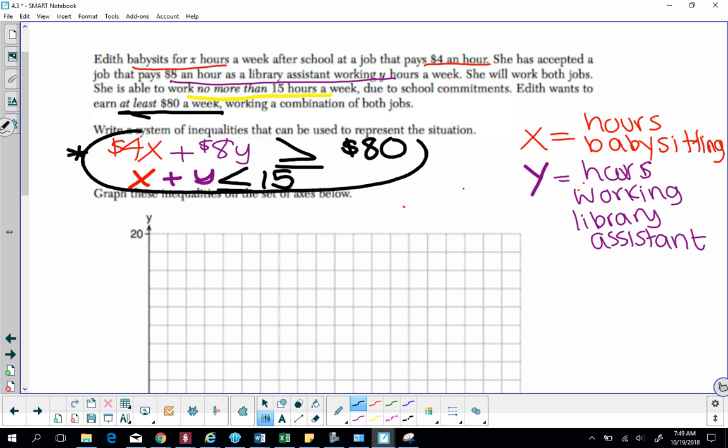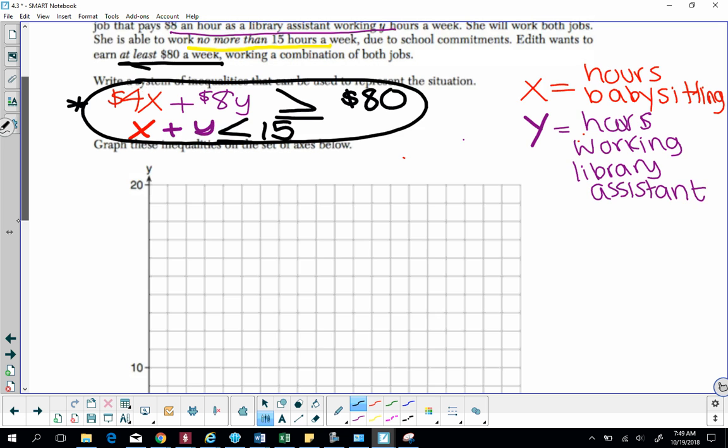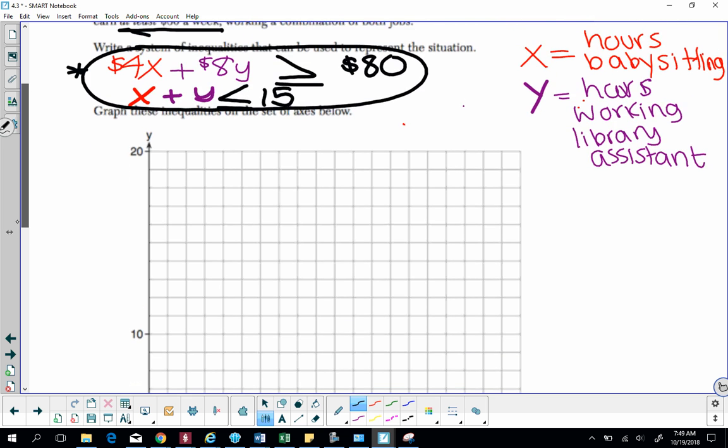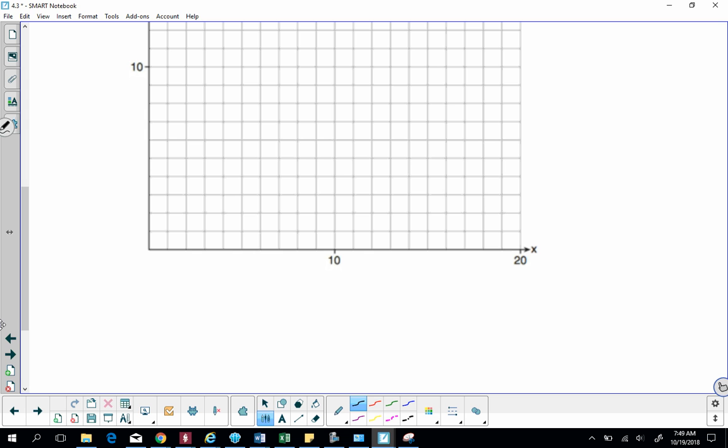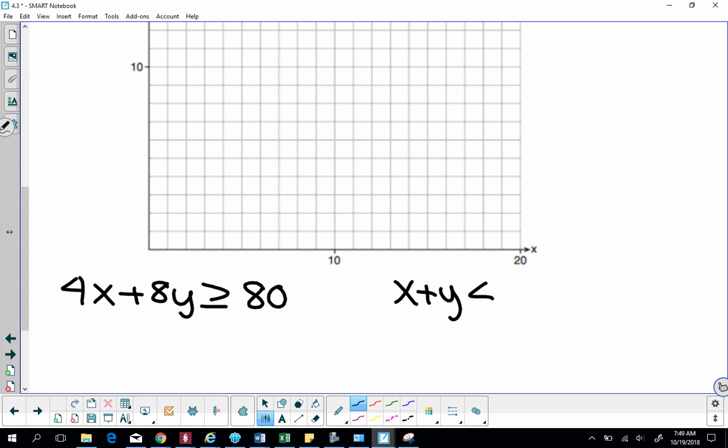So now we're going to get started with getting y by itself. So go ahead, at the bottom of the page, you're going to rewrite both equations. So we have 4x plus 8y is greater than or equal to 80. And we also have x plus y is less than or equal to 15. And so I want you to go ahead and get y by itself, just like we did in the notes from today. So you can use your notes.